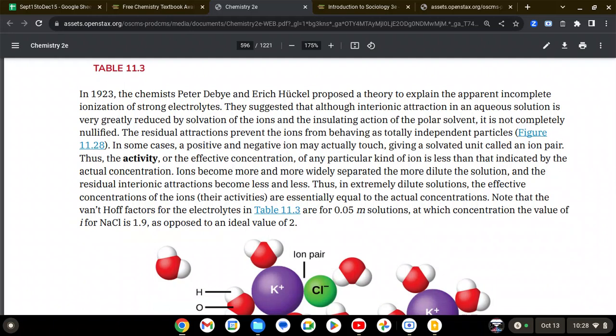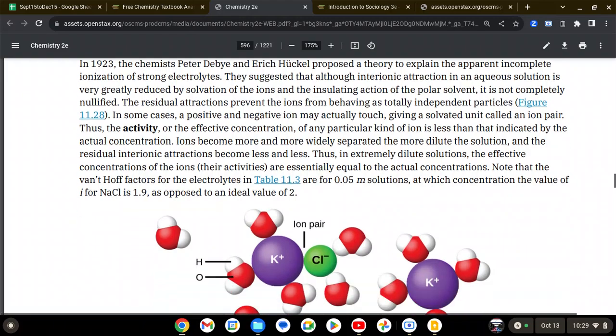Thus, the activity or the effective concentration of any particular kind of ion is less than that indicated by the actual concentration. Ions become more and more widely separated the more dilute the solution, and the residual interionic attractions become less and less. Thus, in extremely dilute solutions, the effective concentrations of the ions are essentially equal to the actual concentrations. Note that the van 't Hoff factors for the electrolytes in Table 11.3 are for 0.05 molal solutions, at which concentrations the value of i for NaCl is 1.9, as opposed to an ideal value of 2.